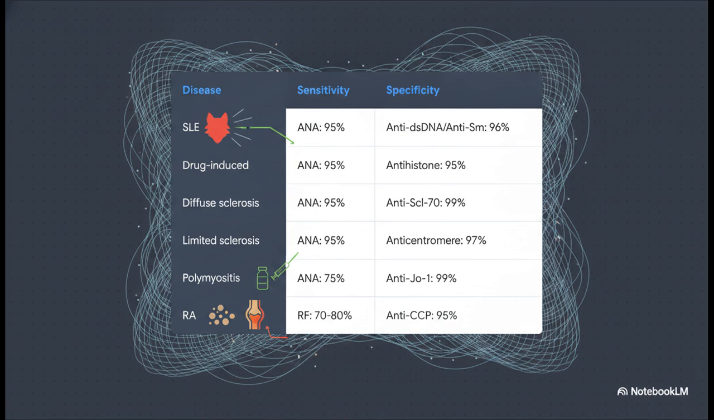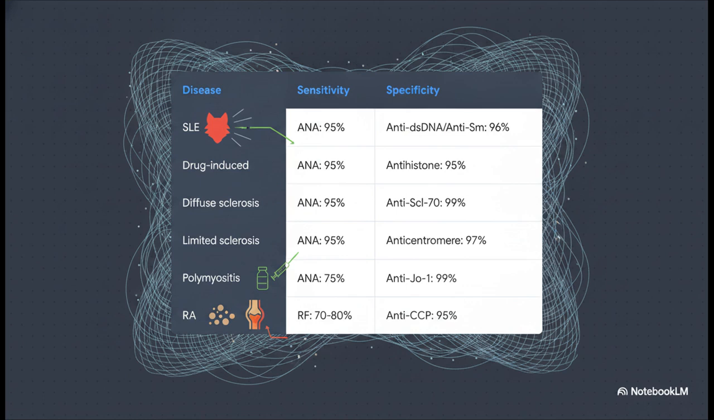Sudden severe hypertension, papilledema, microangiopathic hemolytic anemia, acute kidney injury, you have to treat it instantly with ACE inhibitors. And remember, lung involvement is still the most common cause of death for these patients. Back to the antibodies. Anti-Jo-1 suggests inflammatory myopathy, and anti-CCP is your flashing red light for rheumatoid arthritis.